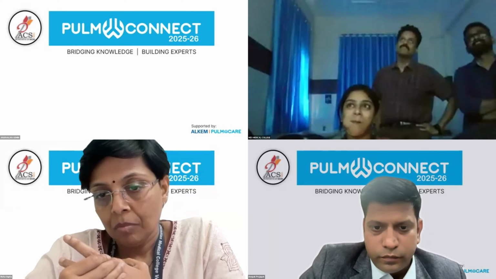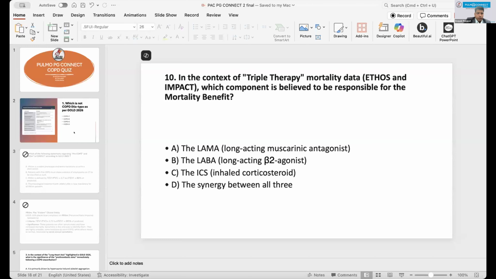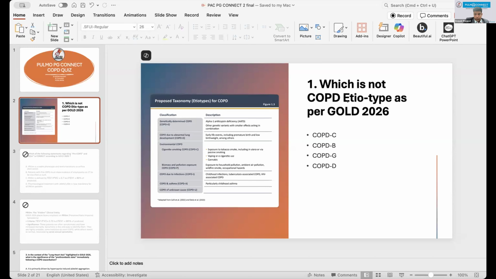So our first question was, which is not a COPD etiotype as per GOLD 2026. As Dr. Pranav already mentioned in his talk, COPD-B is the one which is not mentioned in the list. The rest: COPD-C is cigarette smokers, G is genetic, and D is developmental.